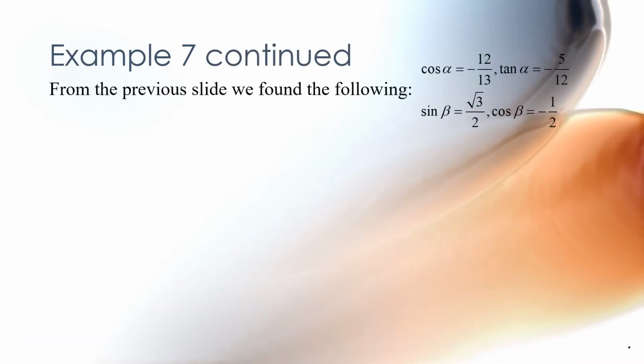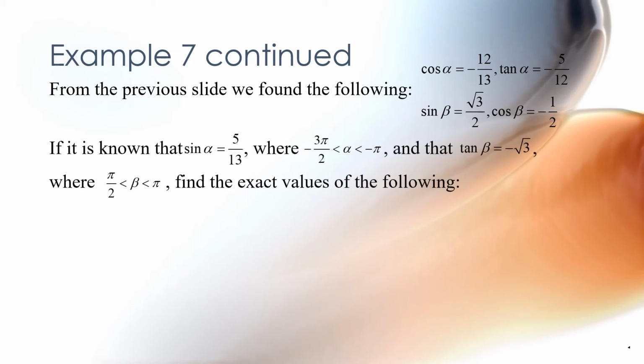So from the previous slide, here's the summary of what we found. We found that cosine of alpha is equal to negative 12 over 13. We found that the tangent of alpha is equal to negative 5 over 12. We found that the sine of beta is equal to the square root of 3 over 2. And we found that the cosine of beta is equal to negative 1/2. Now remember, the original problem gave us some information as well. We knew that the sine of alpha was 5 over 13, and we also knew that the tangent of beta is equal to the negative square root of 3.